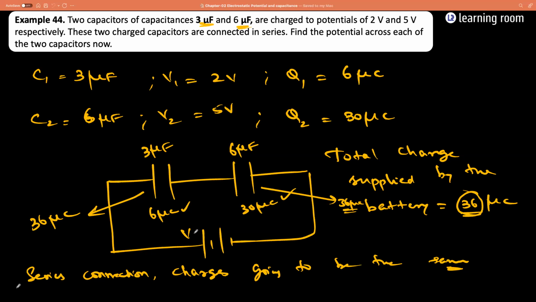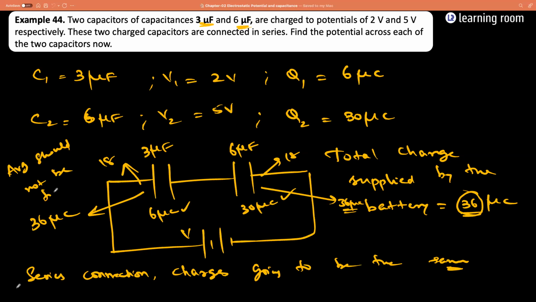So we can't account. Just because you put 18 here and 18 here, it doesn't mean 18 plus 18 is 36. No. So 36 is the total charge supplied by the battery. Now what will happen is, once you connect the 3 microfarad and the 6 microfarad together, each will have 36 microcoulomb. Okay, you should not find the average. It was my mistake. I'm sorry. Average should not be found.